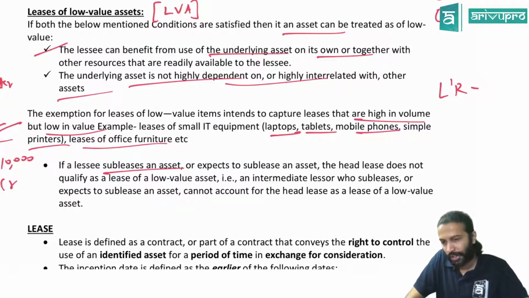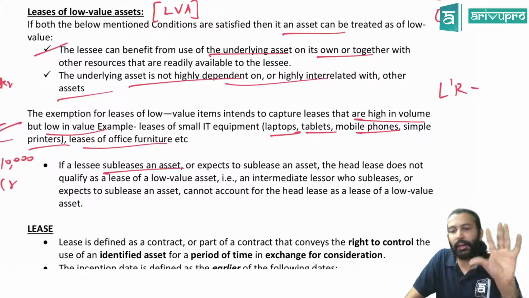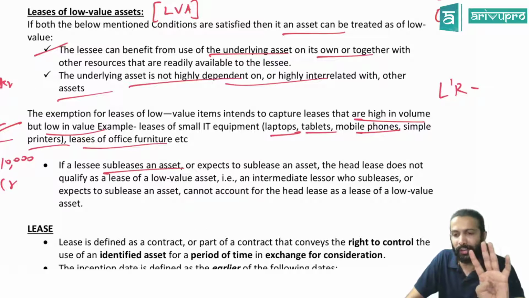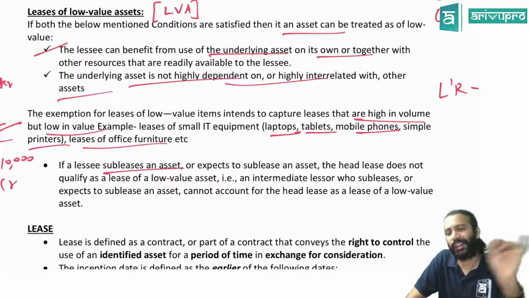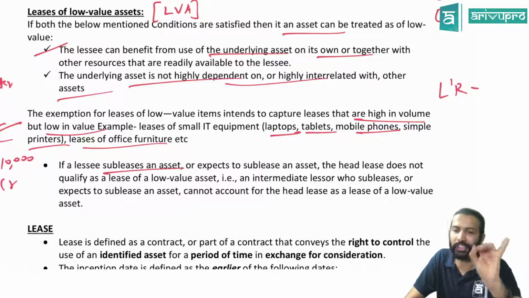Can we repeat those 5 points again? Yeah. One, it can become an LVA only when you can use it on its own or with existing resources. Second, not highly interrelated or interdependent. Third, you should not sublease. And they've given examples of LVA, that is office computer, desktop, mobile phone, small furniture, printer, etc.